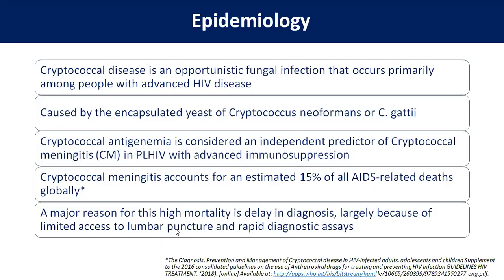That's a very significant number. A major reason for this high mortality is delay in diagnosis. As I said, cryptococcal antigenemia is an early marker, and if you isolate antigenemia, with CSF CrAg negative or positive, you are assuring the patient of a good prognosis, largely because of the limited access to lumbar puncture and rapid diagnostic assay. Only these are the two setbacks. If you are able to identify it in the serum, then the prognosis will be much better.